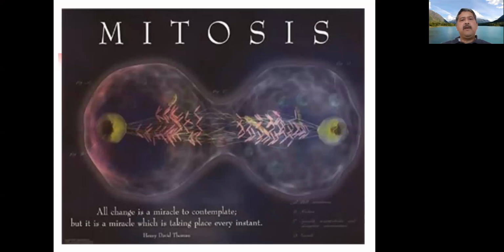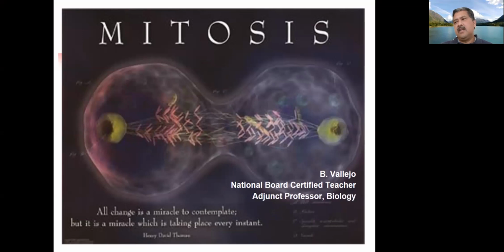Mitosis occurs in just about all of your 38 trillion cells. What mitosis is, is division of the nucleus, but it's really division of the genetic material inside your nucleus.